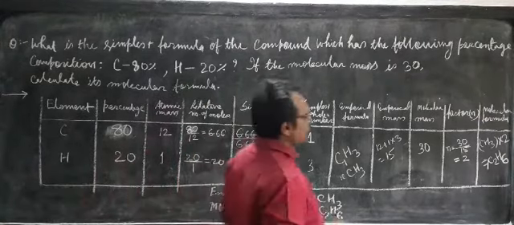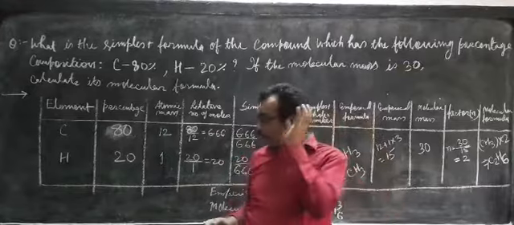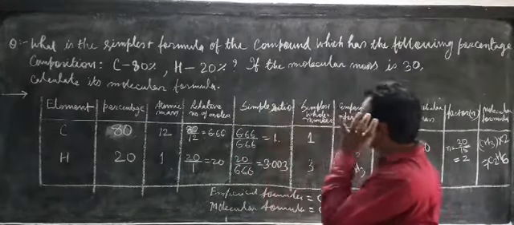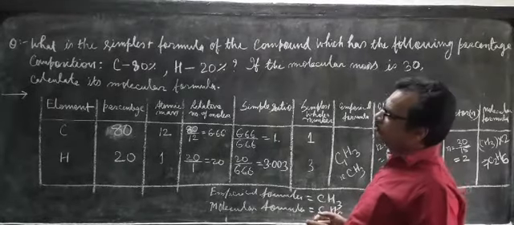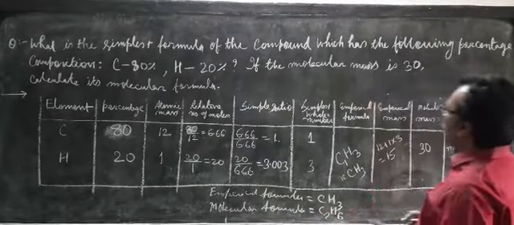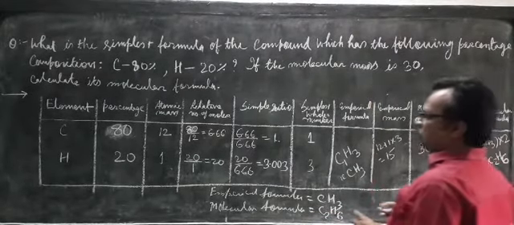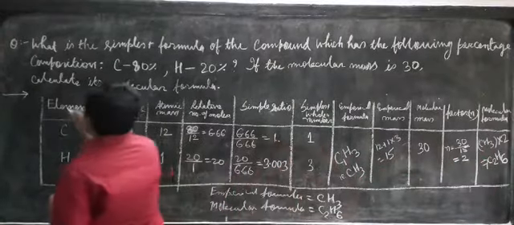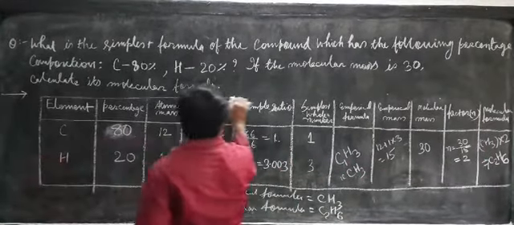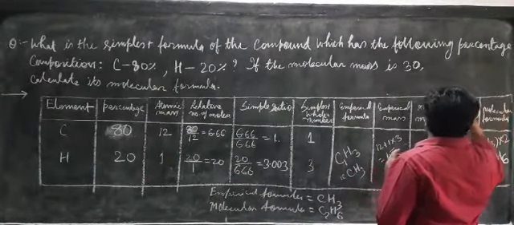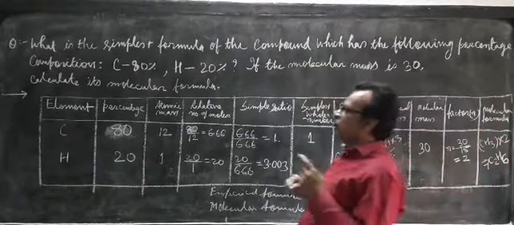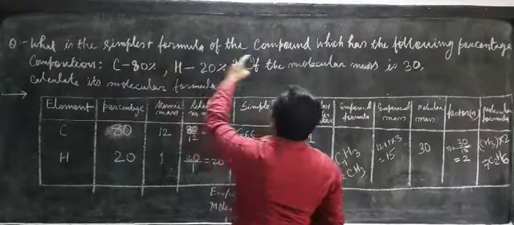Students, in the last lecture we discussed the molecular formula and empirical formula, and how to derive them when the percentage composition is given. To understand those things, we should take a particular question and then you will be able to understand properly. So the question is, what is the simplest formula of the compound?